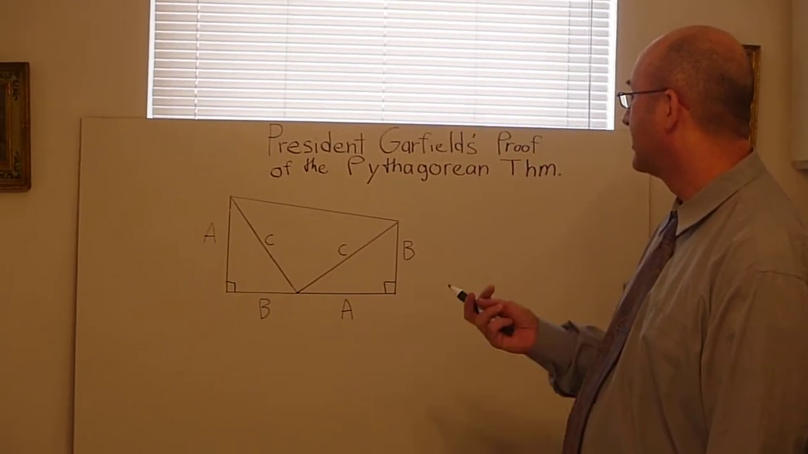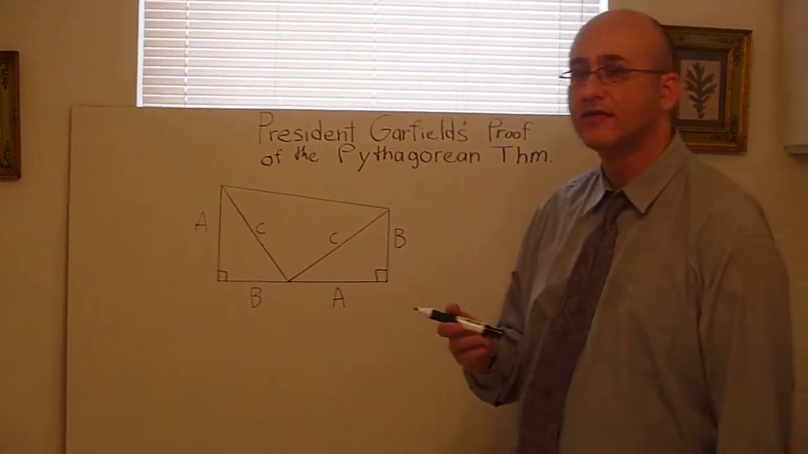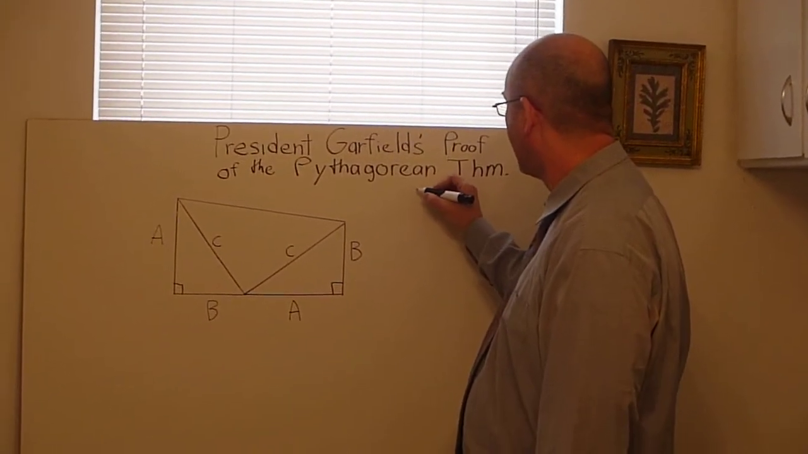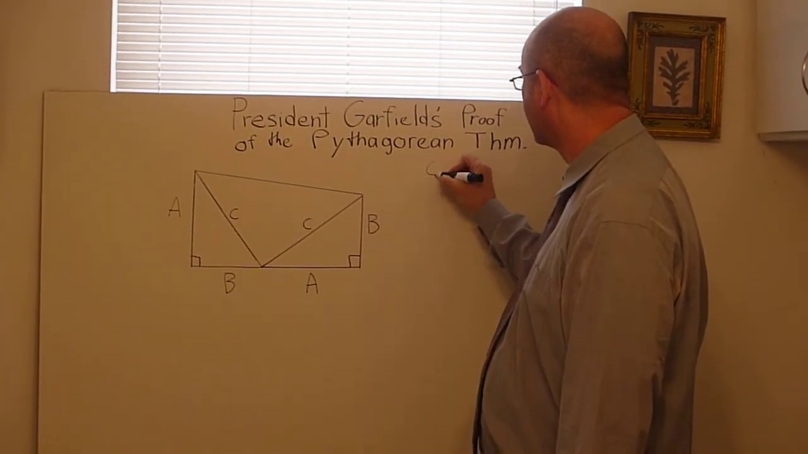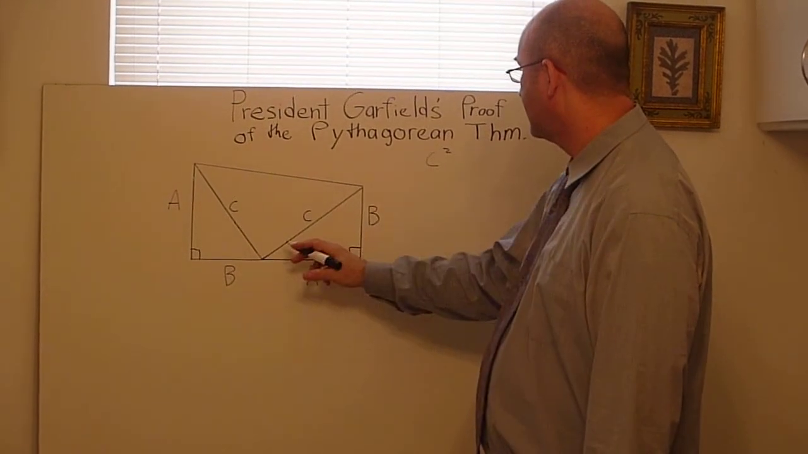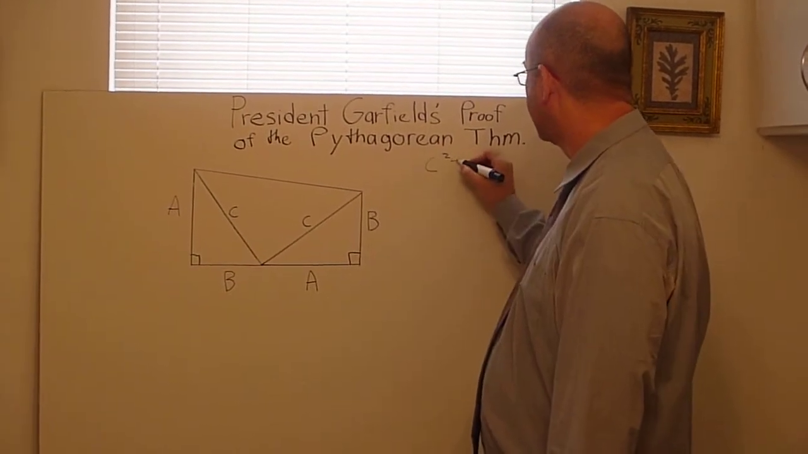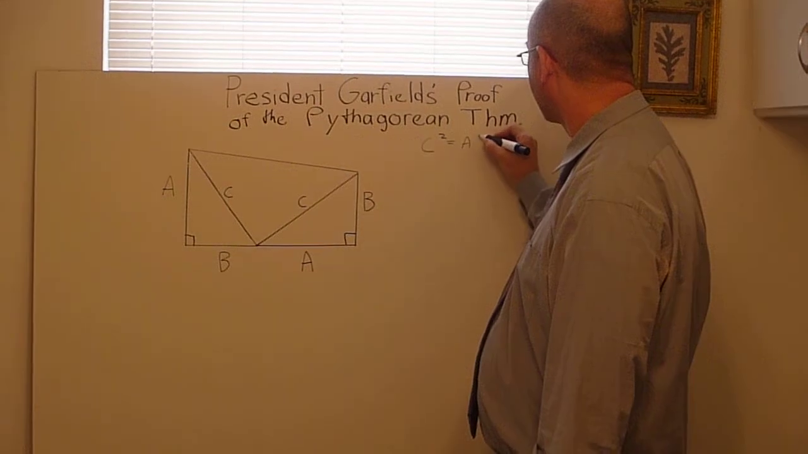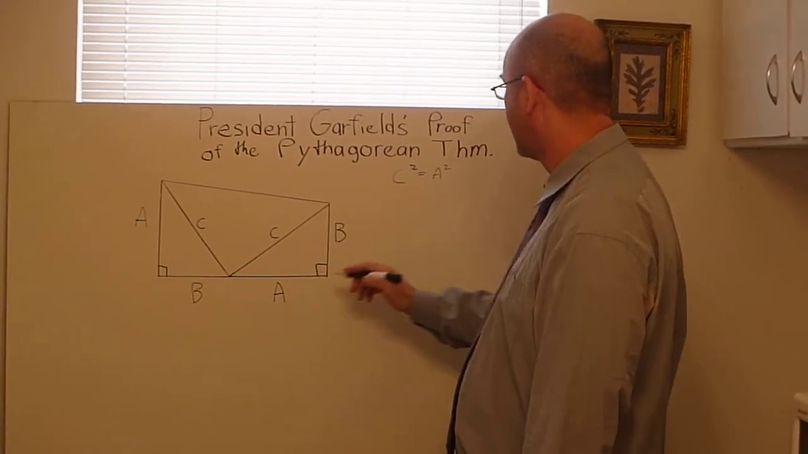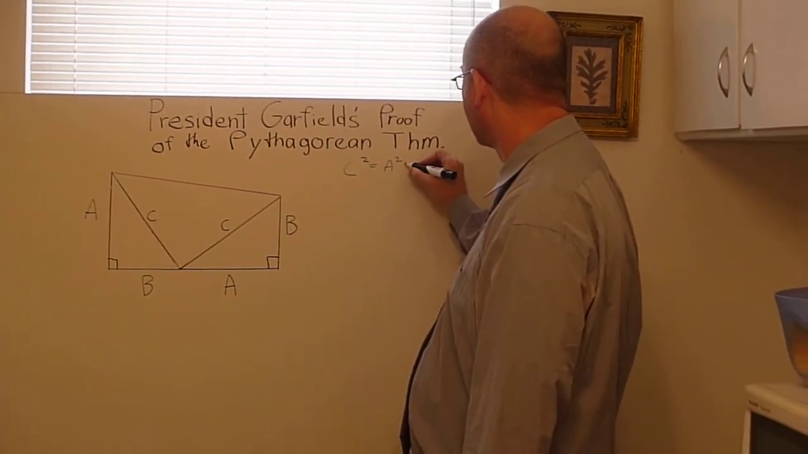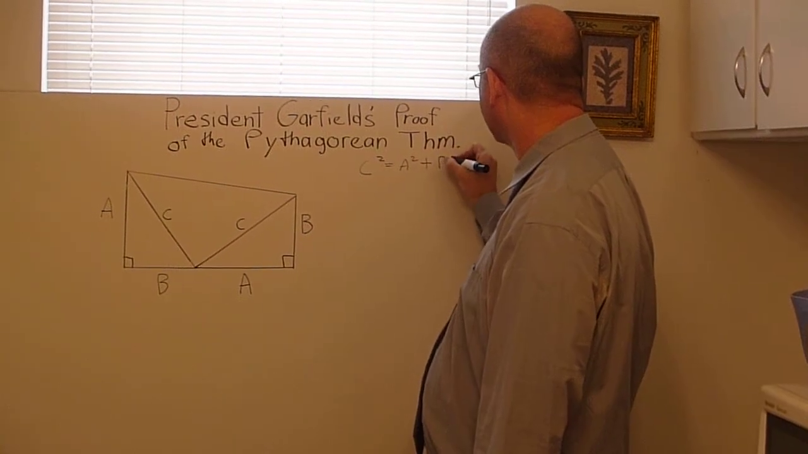Now, if you've seen my other video, you know the Pythagorean Theorem says that the hypotenuse of a triangle, which is going to be C, this is a right triangle here, equals a squared, that's one leg. The two legs are a and b, so a squared plus b squared.